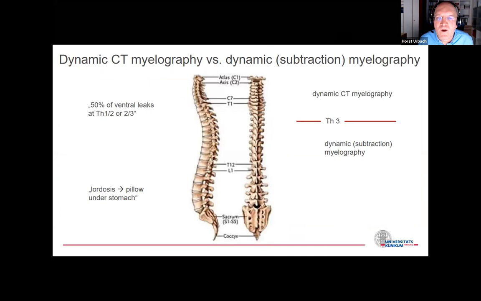In the upper thoracic spine, we often have to use dynamic CT myelogram. In the lower thoracic spine and the upper lumbar spine, we find the leak with dynamic myelography. And another information on the slide is that the majority of ventral leaks are at the upper thoracic spine. So we often have to use dynamic CT myelography to find these leaks.